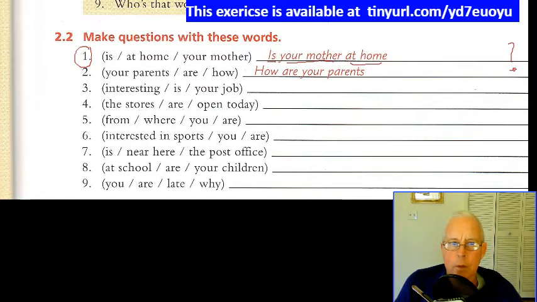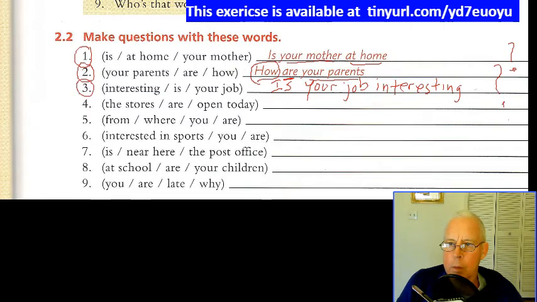The next one is a WH. Your parents are how? Well, we have to start with the WH. How are your parents? Number 3. Interesting is your job? Well, that's yes, no. So we have, is your job interesting? So we'll just put a couple of question marks here. So is your job interesting?